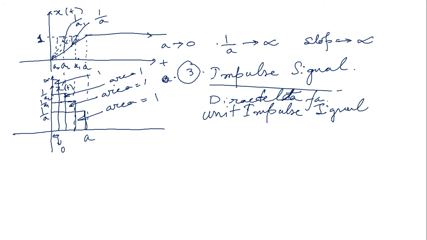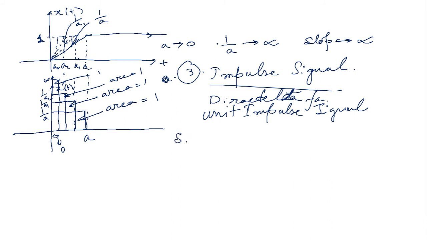So it is coming from the differentiation of the step signal. If I reduce the length of the step signal, that is a ramp, it is coming from the differentiation of the ramp with the step. So this specific type of signal, where the area is 1 but the height is infinite, is an impulse signal. That is a very important signal.